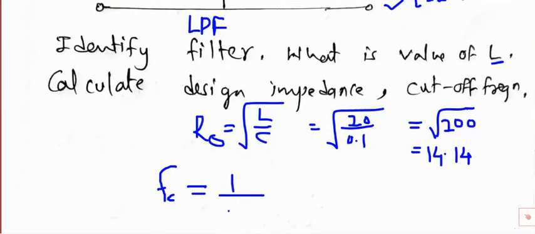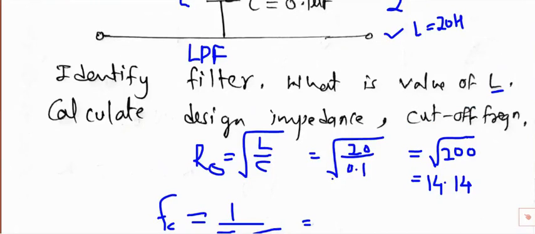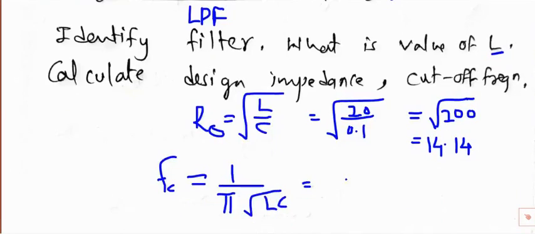Then cutoff frequency is Fc equal to 1 upon pi under root LC. So just put the value of L. L is 20 Henry, C is 0.1 farad. So it comes out as 1 by pi. Anyone just calculate under root 20 into 0.1.